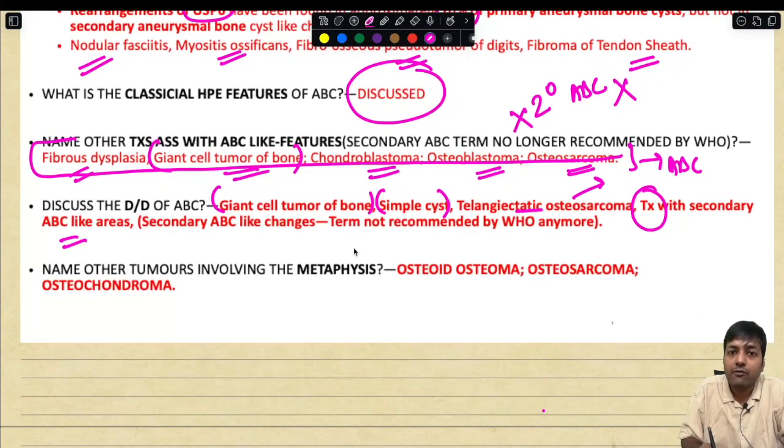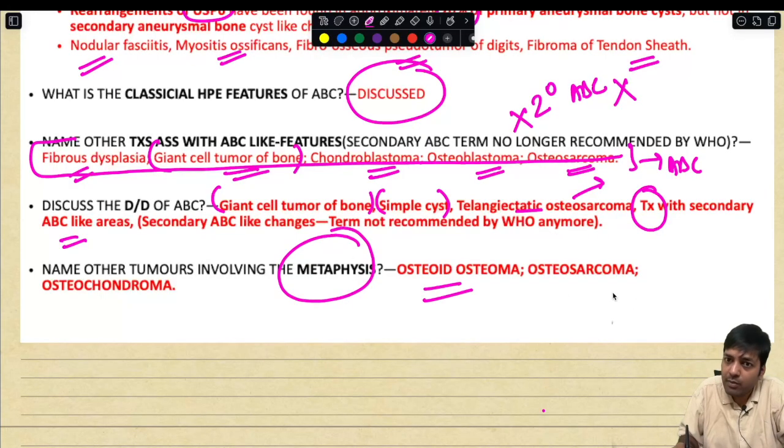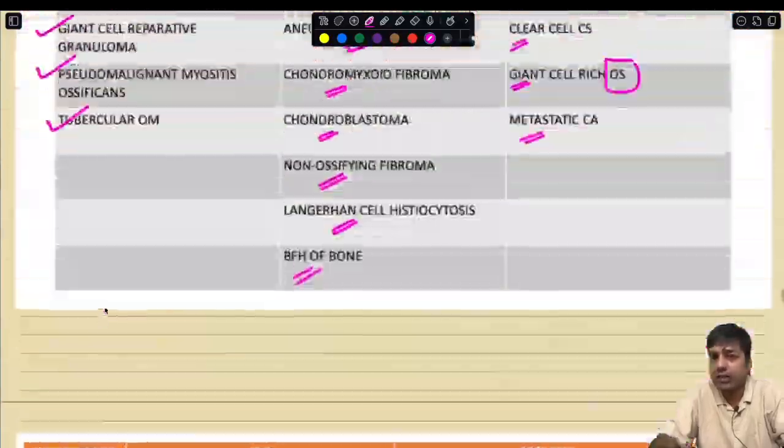Name other tumors involving the metaphysis. So it is osteoid osteoma, osteosarcoma, osteochondroma. We have already discussed the details over here in the GCT slide.